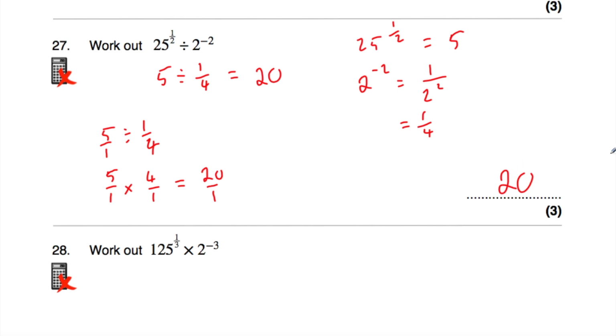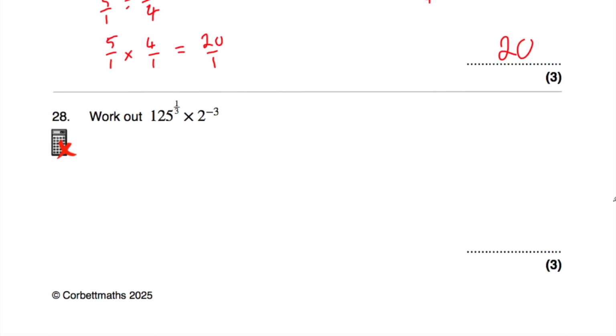And that's it. Okay, let's look at our next question, question number 28. So question number 28, we've been asked to work out 125 to the power of a third multiplied by 2 to the power of minus 3. So 125 to the power of a third. So to the power of a third means we need to work out the cube root of it. So we're going to do the cube root of 125, which is equal to 5. So that's equal to 5.